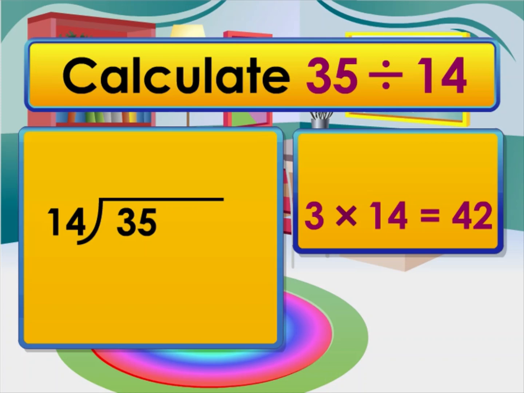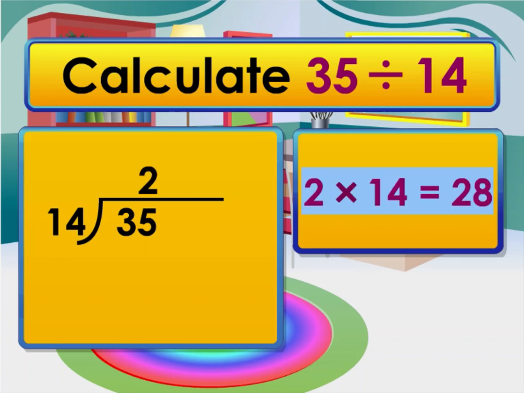3 in fact is too big. 3 times 14 is 42. 2 times 14 equals 28. To find the remainder, subtract 28 from 35. 7 is the remainder. We have to add a 0 to the dividend, 7, and place the decimal point in the quotient. Now 70 will go in 5 times exactly.